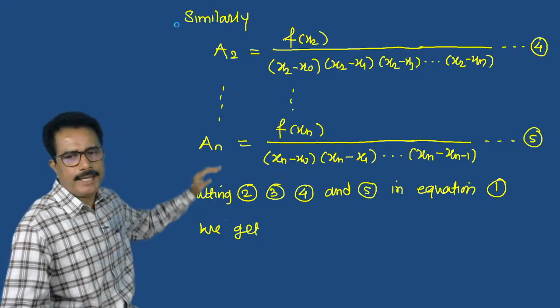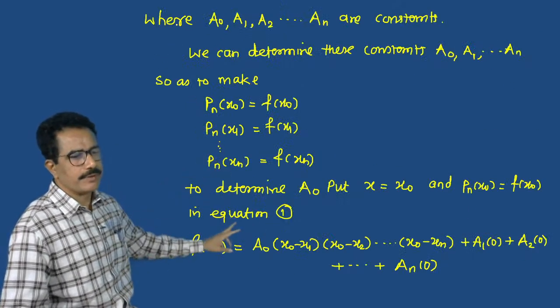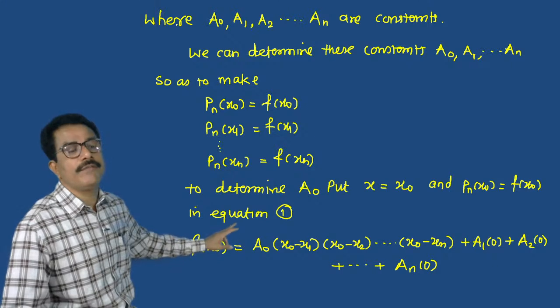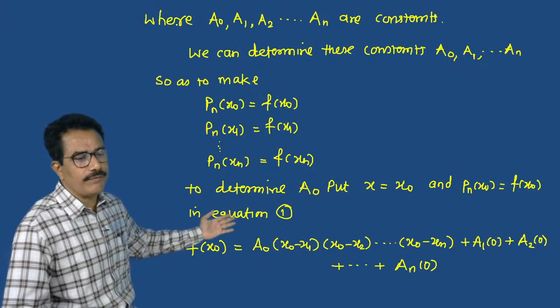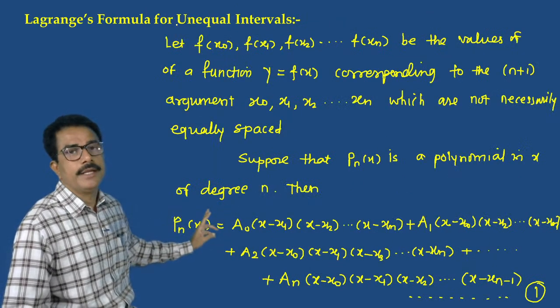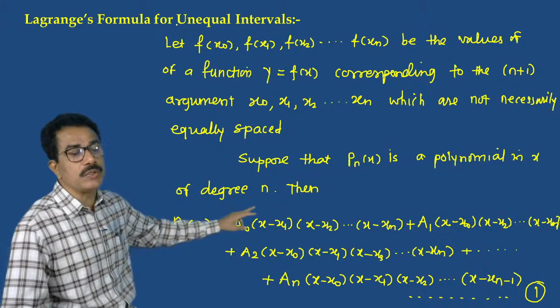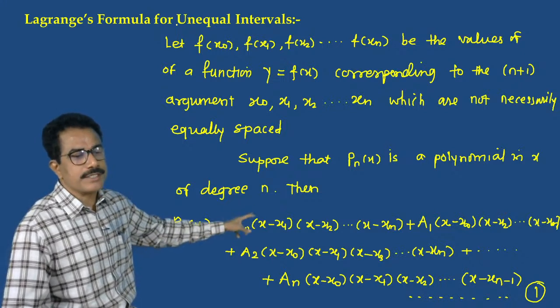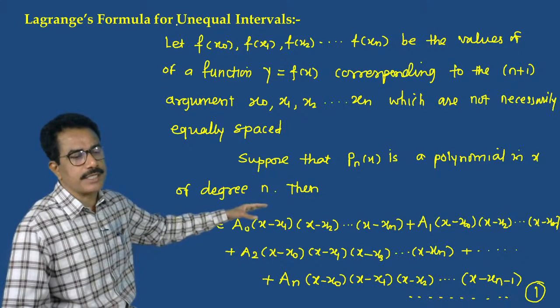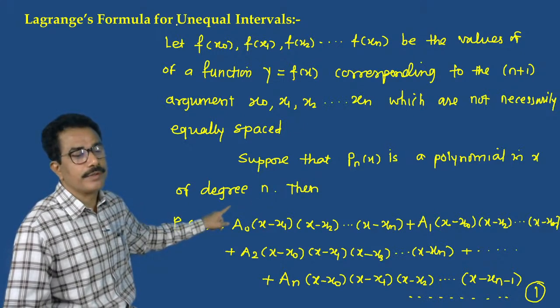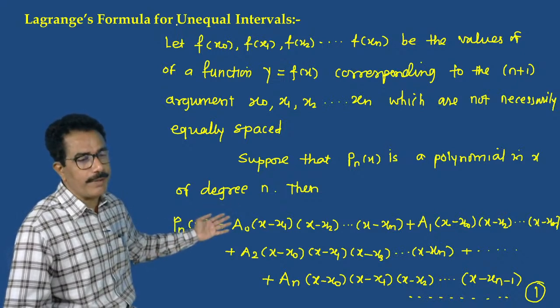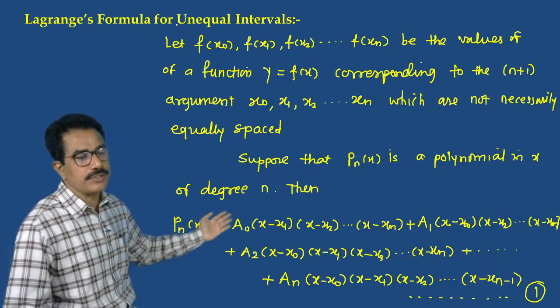so pn of x is equals to, आता पहा a0 ची व्हॅल्यू, a0 means f of x0 divided by, equation 1 कुठं आहे, येतं pn of x is equals to a0 into x minus x1, x minus x2, x minus x3 dot dot x minus xn. आणि a0 ची व्हॅल्यू f of x0 divided by x0 minus x1, x0 minus x2.